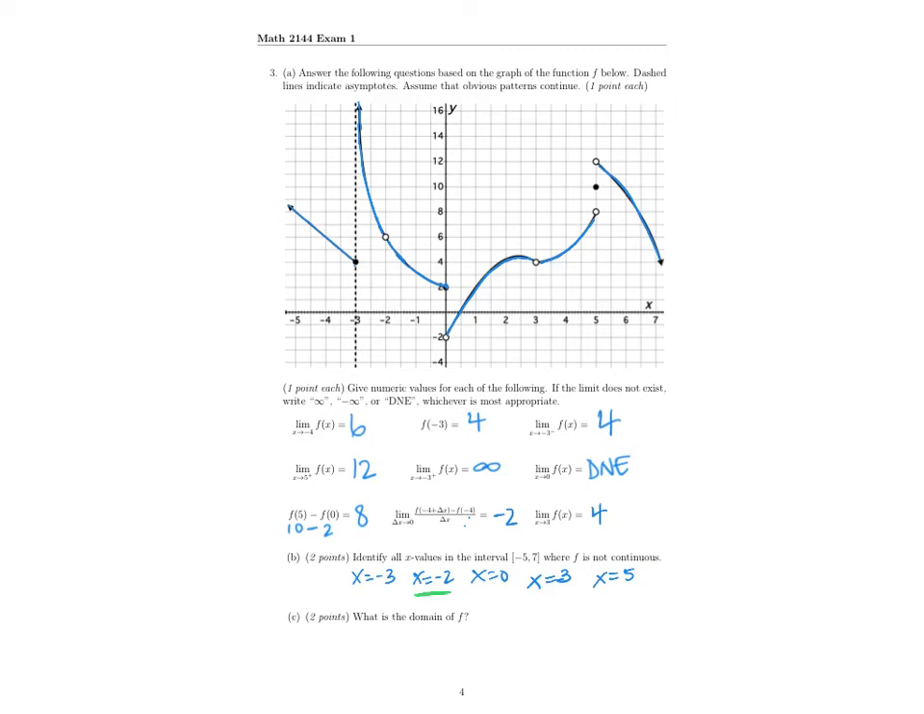Again, at 0, my function is defined to be 2. At 3, my function is not defined at all. There's no solid dot there at x equal 3. At x equal 5, there is a solid dot. So the only places where my function is not defined are at -2 and at 3.